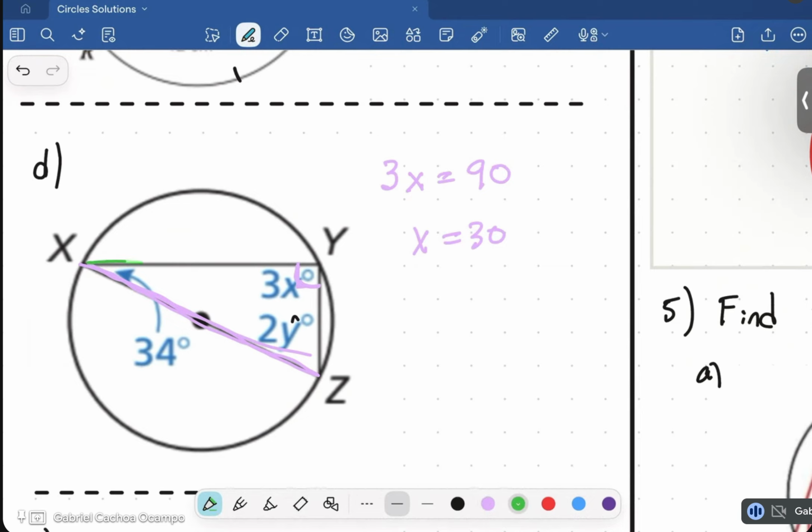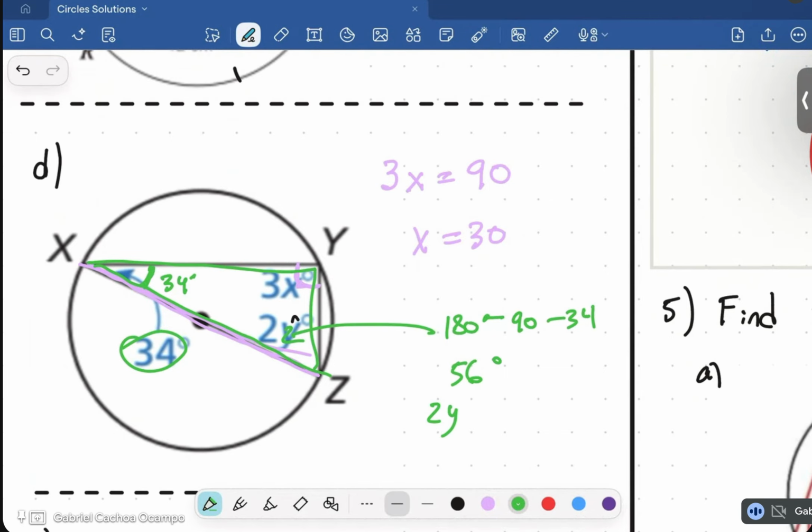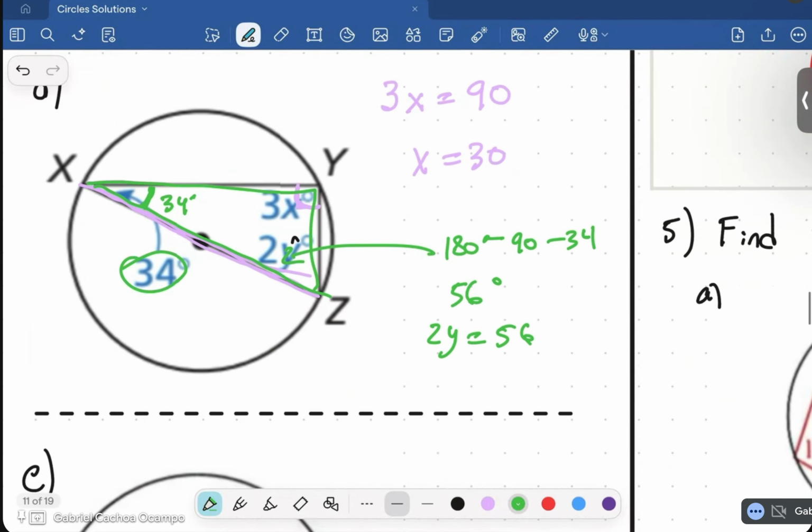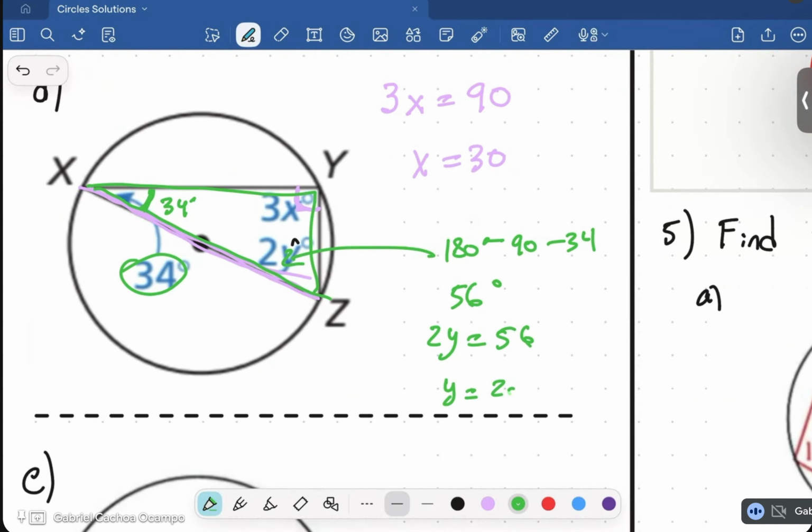And what type of triangle is this triangle? Well, this is a right triangle, and they are telling me that this one measures 34. It's given here. So this angle is just going to be 180 minus 90 minus 34. What is 180 minus 90? 90 minus 34, that is 56. Okay, so 2y equals 56. So y equals 28.